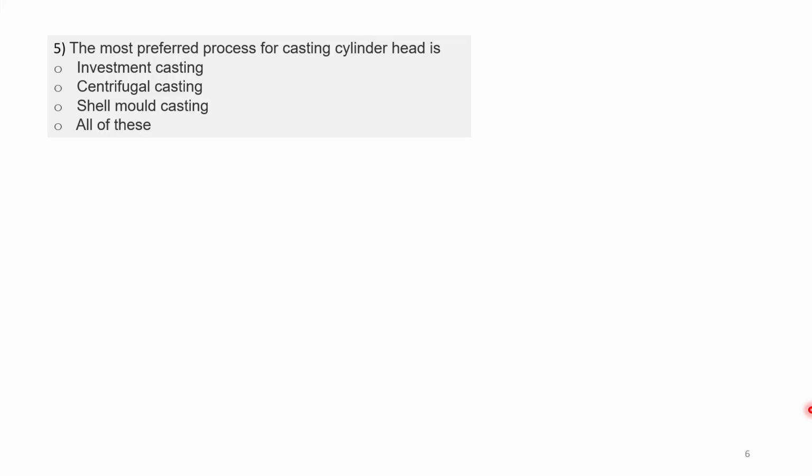Next question is, the most preferred process for casting cylinder head is? Your options are investment casting, centrifugal casting, shell mold casting, or all of these. So which one should be the answer? You can type it in chat box or you can unmute yourself and tell what should be the answer. Okay, so answer will be shell mold casting.